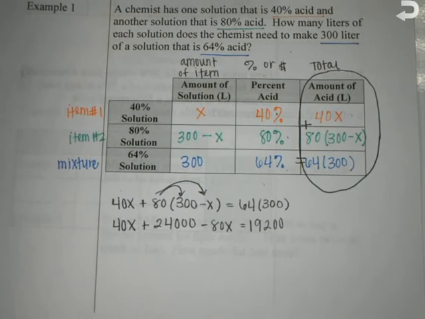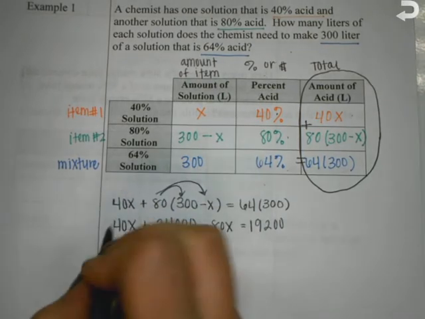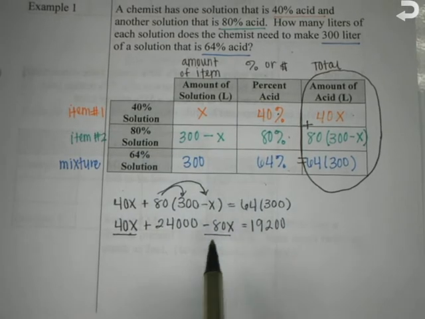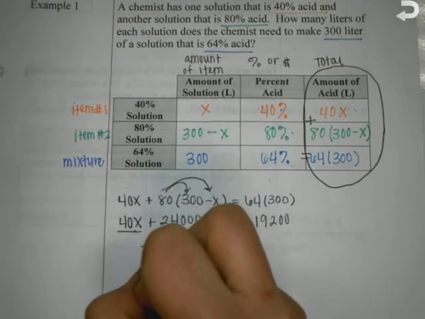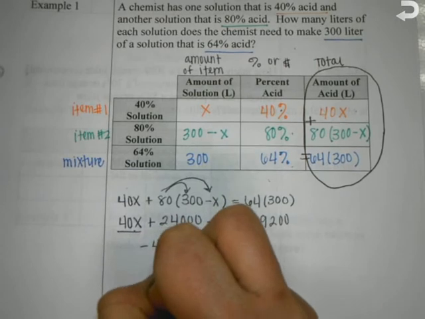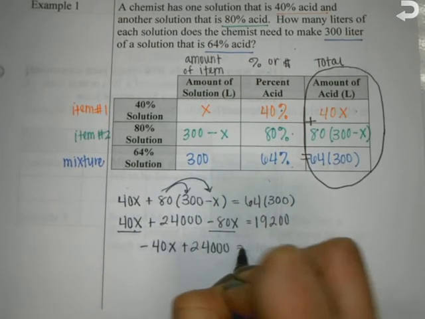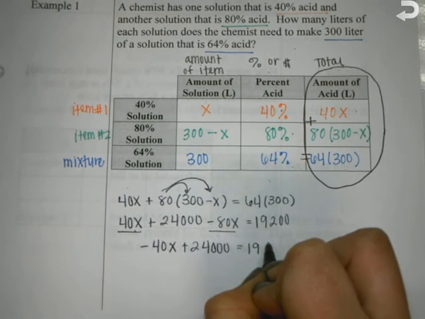Okay, now what can I do? Subtract 24,000. Before I subtract 24,000, I want to combine what? The like terms. So let's combine the x's first. What's 40x minus 80x? Negative 40x plus 24,000 equals 19,200. I'm going to move this up a little. Is that better?